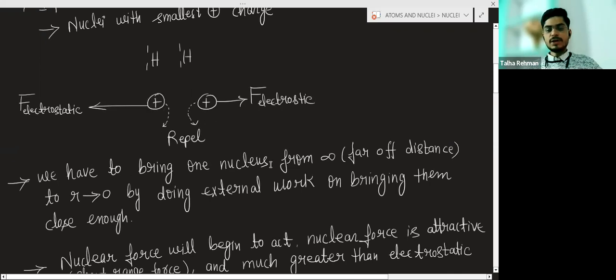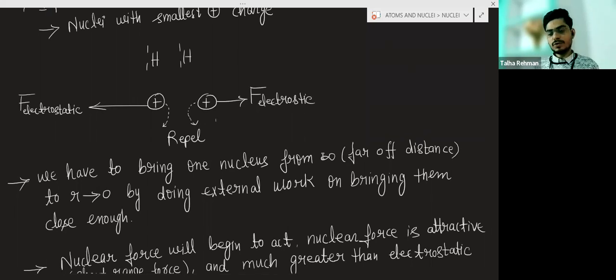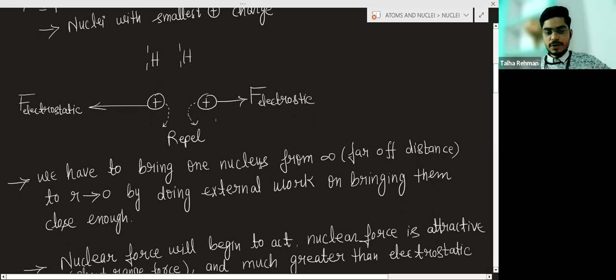Okay, we have to bring one nucleus from infinity, a far off distance. Why are we saying far off distance? Because the size of the nucleus is very small. For these nuclei, you can say 10 centimeter is also an infinite distance. We have to bring one nucleus from a far off distance to a very small distance, r tending to 0, very close, by doing external work on bringing them close enough.